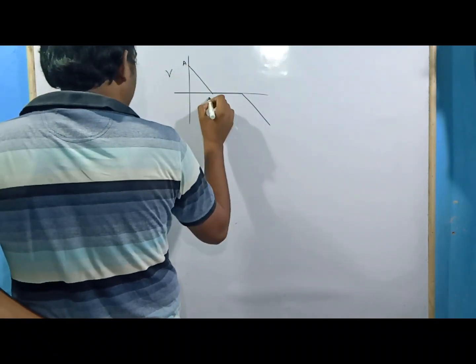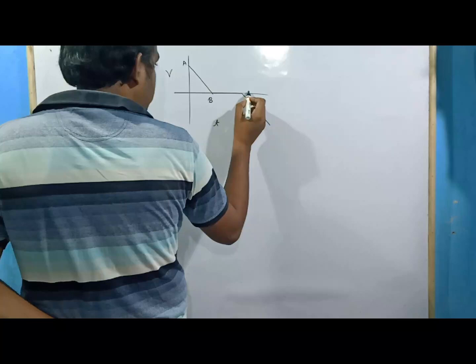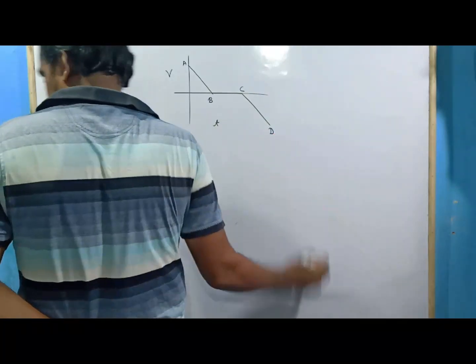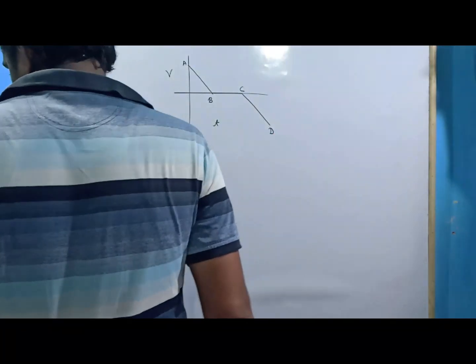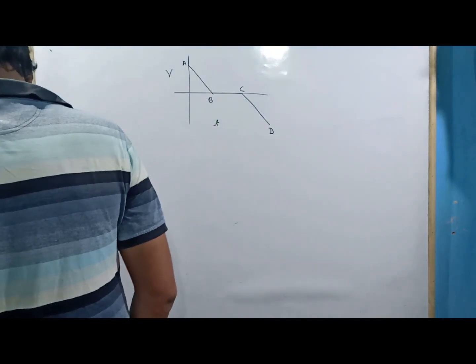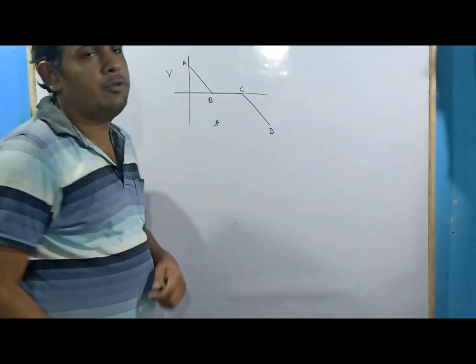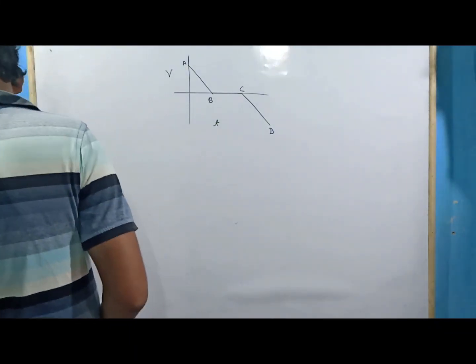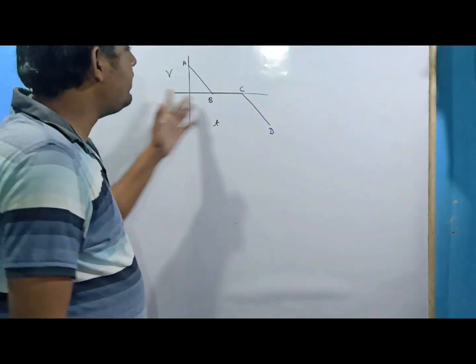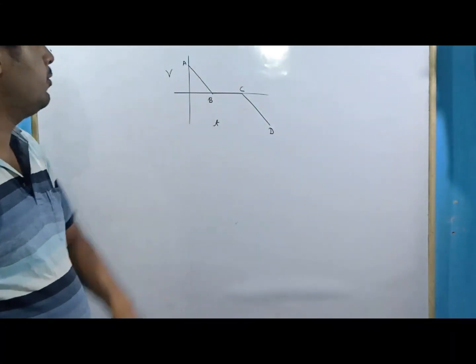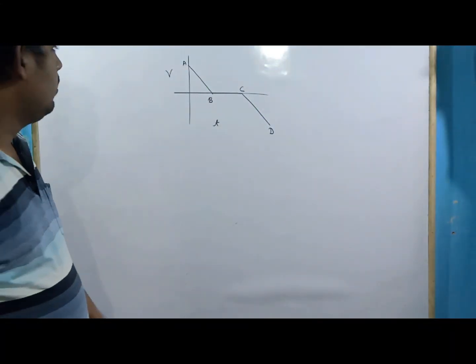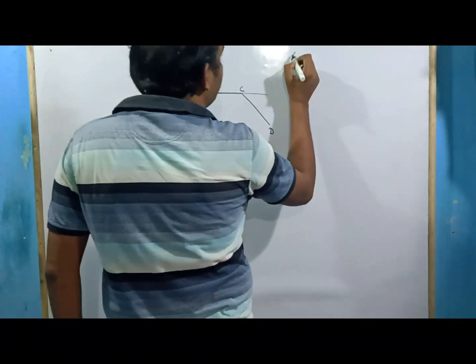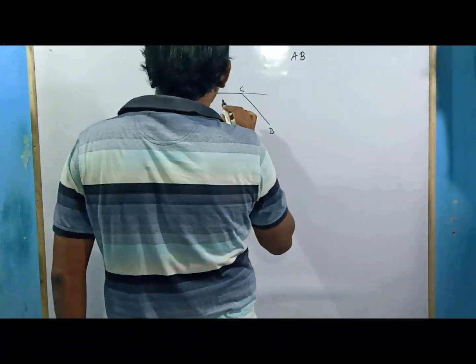We are moving from A to B, B to C, and C to D. We have to describe the motion of the object. What is happening in this case? We have to describe the motion of the object. So let's take a time interval from A to B.